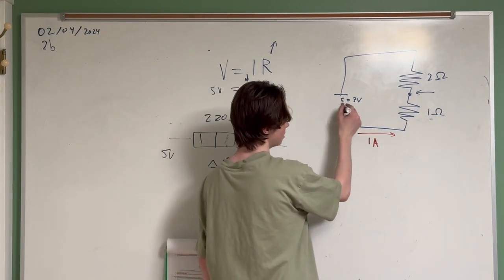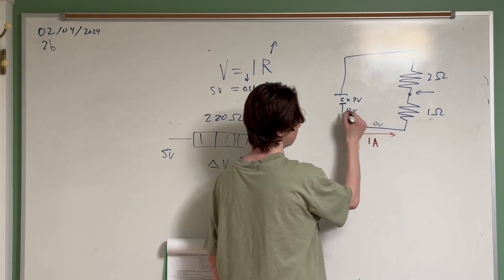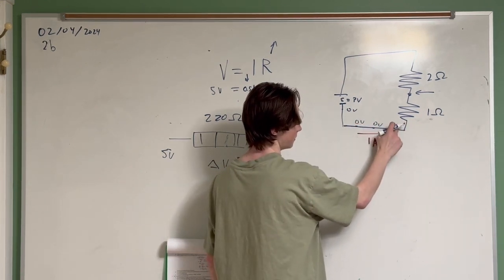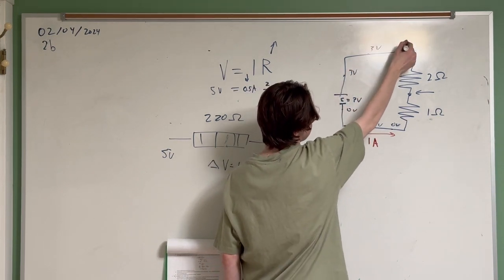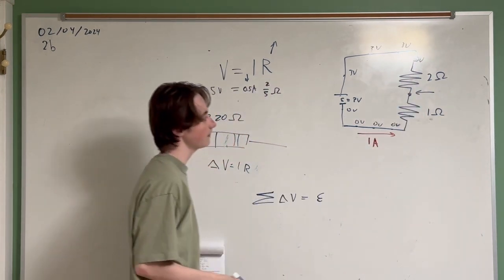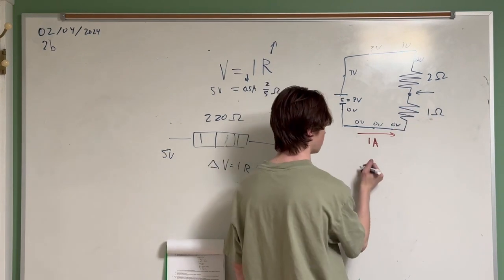So right there, first, it's 2 volts after the first ohm. On the ground, we have 0 volts. And then after the last resistor, it's 3 volts. Between them, it's 1. Because we know that the voltage difference equals IR.